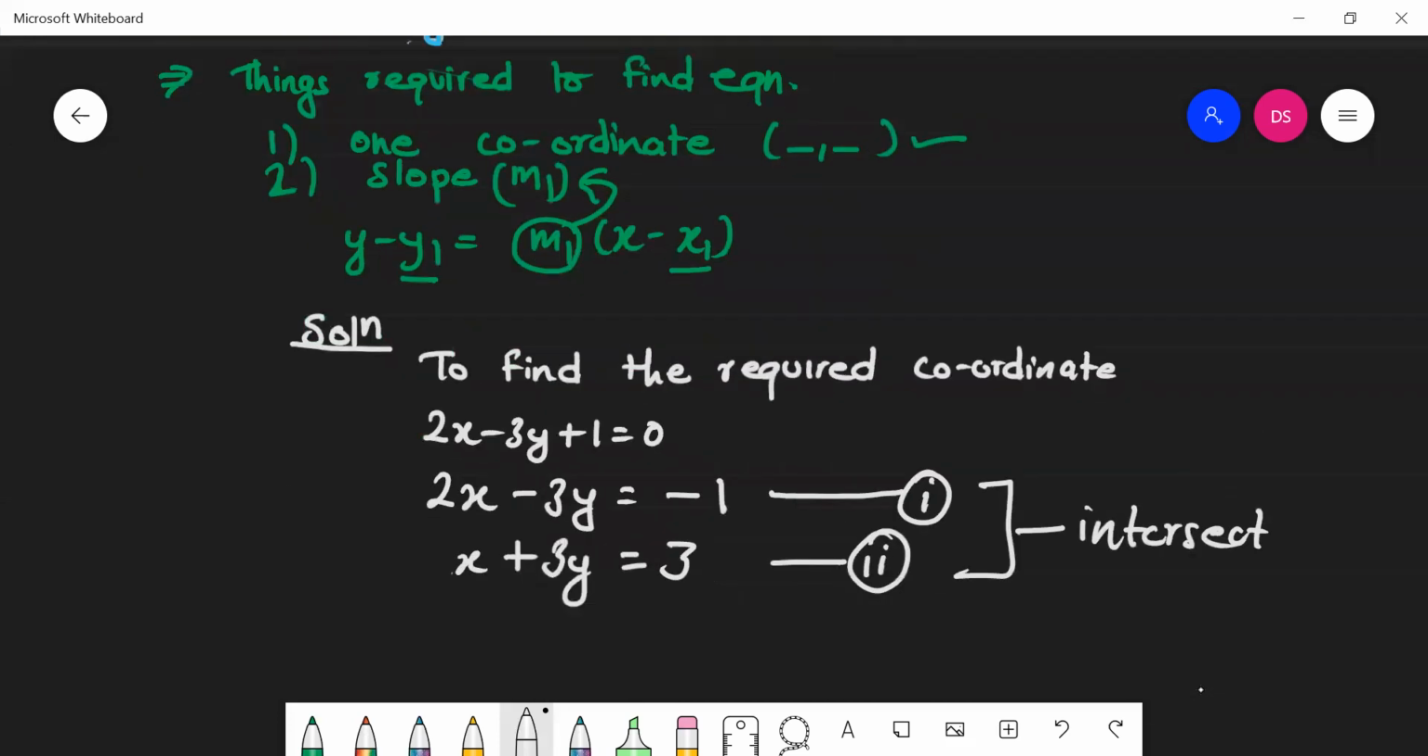Okay, the elimination method. So again here, I think I mistakenly wrote 3 here. I just would like to correct it. So here is one problem.